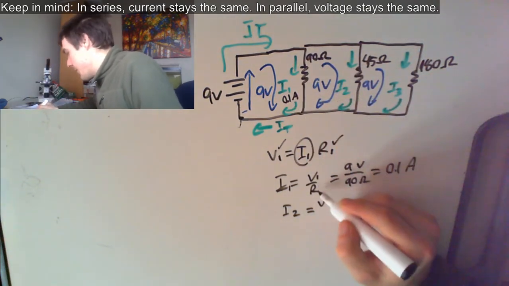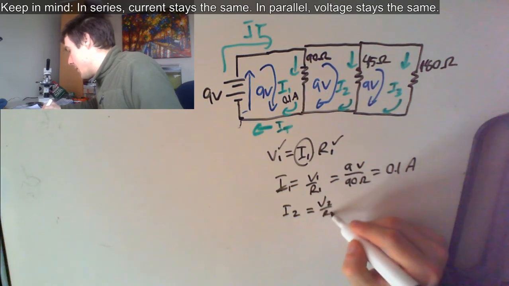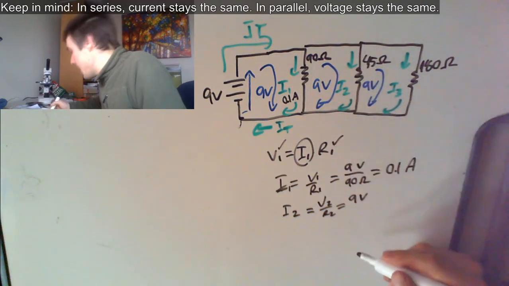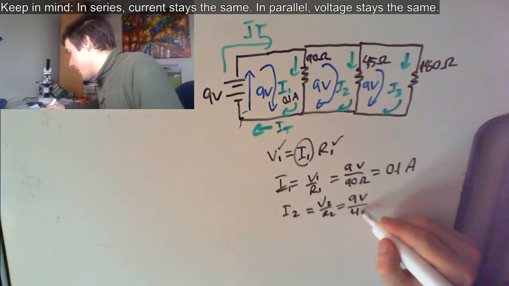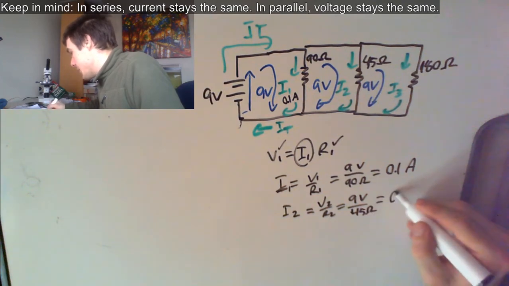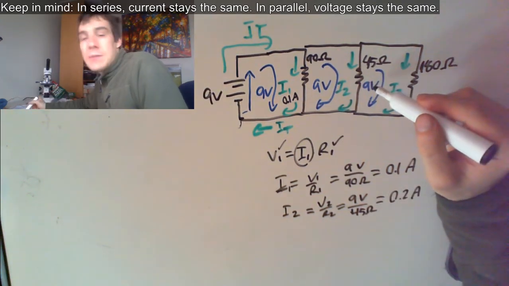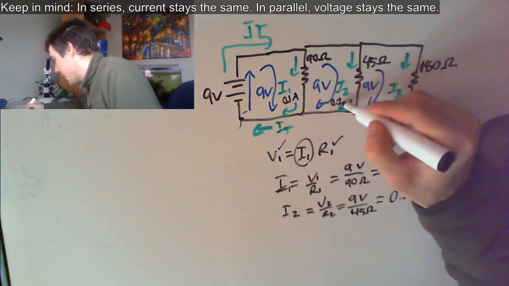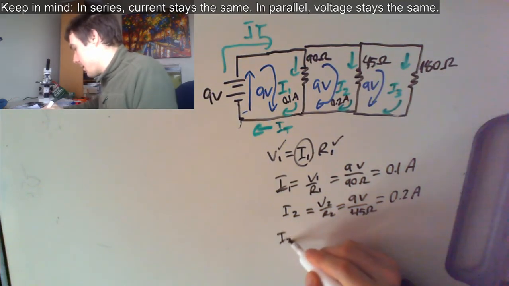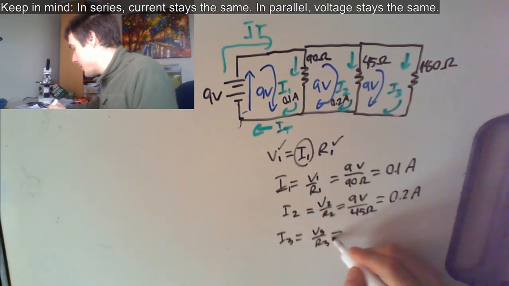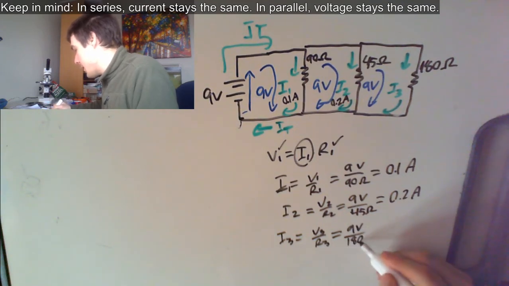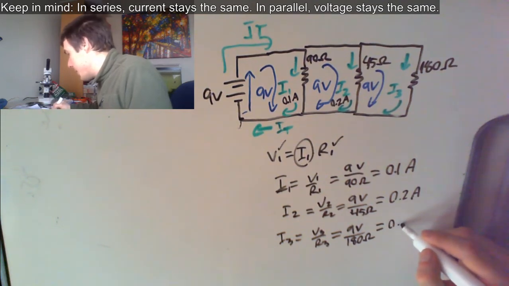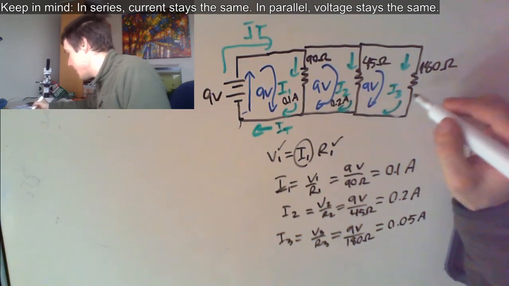I2, same idea, V2 over R2, which is the same 9 volts because of the loop law, over 45 ohms. Means there's more current going through the smaller resistance, which makes sense. It's a smaller resistance, it should have more current. So that's 0.2 amps. And then I3 is going to be V3 over R3, which is the same 9 volts over 180 ohms, which is 0.05 amps.